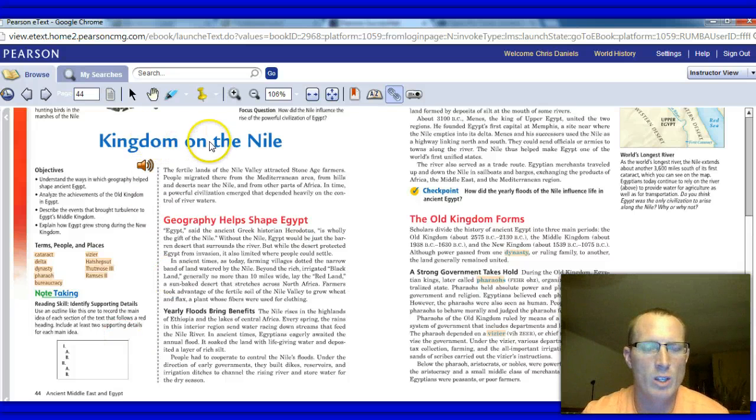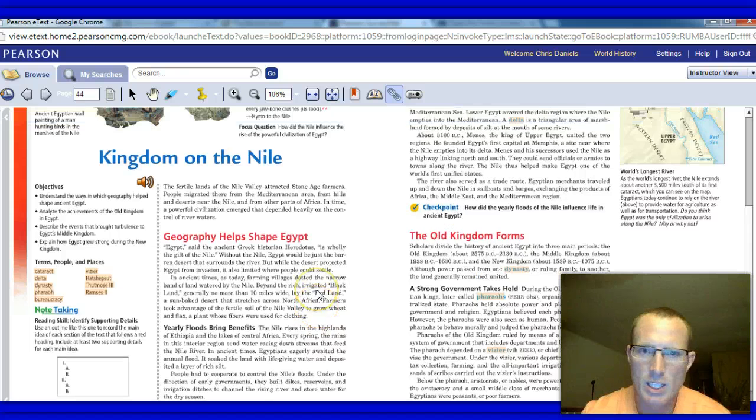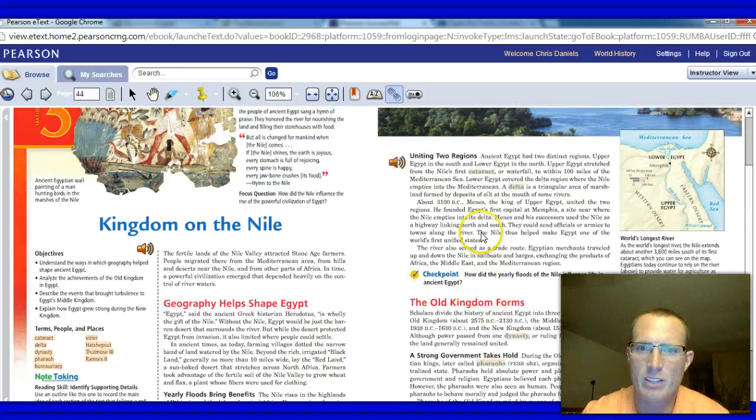And then we're going to go ahead and look at the headings. Kingdom on the Nile, so it's clearly on the Nile. Here's the geography. There are yearly floods that bring benefits, mainly the fertilization of the soil. We're going to look at the cataract or waterfall.